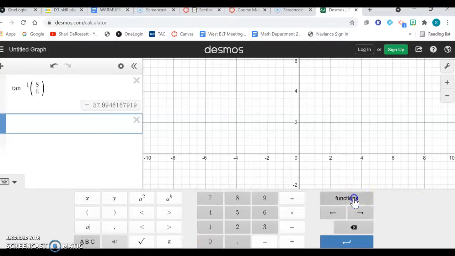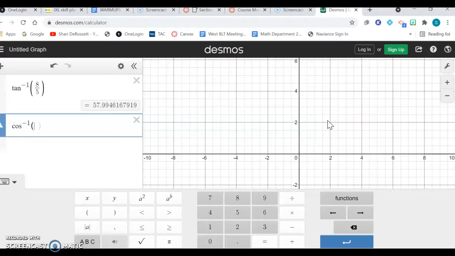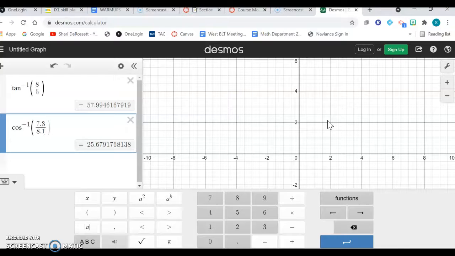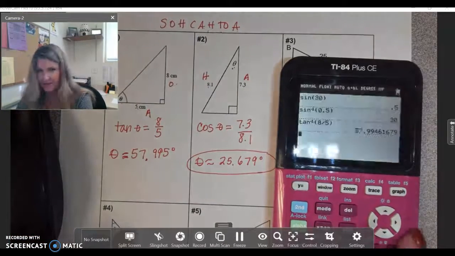Open that up, go to functions, and this time we do inverse cosine, right here, cosine to the -1, and we do 7.3 divided by 8.1, and it gives us our answer. So theta is about equal to 25.679 degrees. Okay?